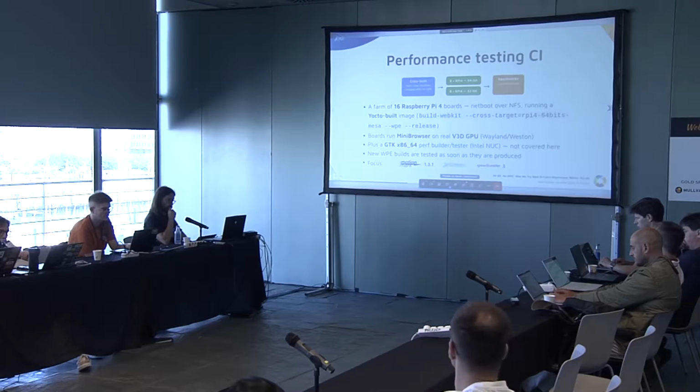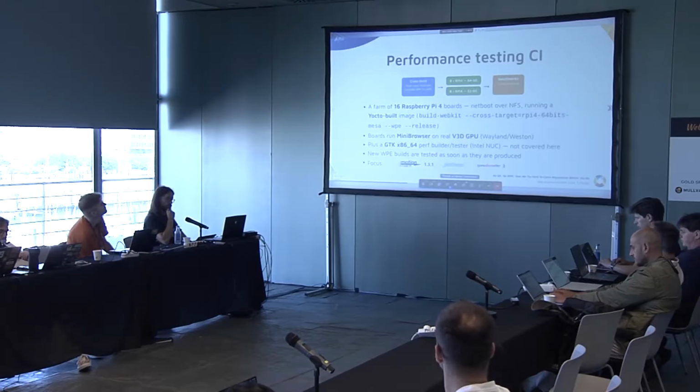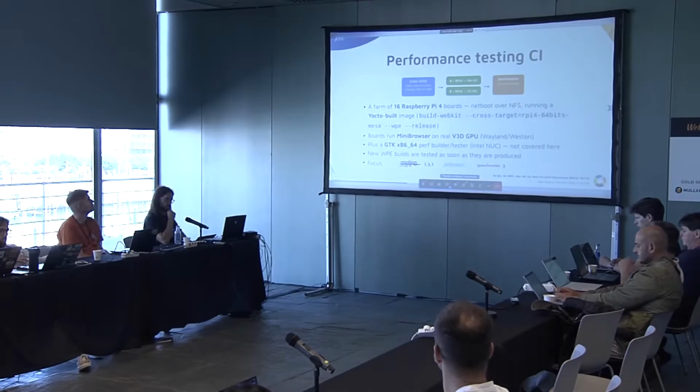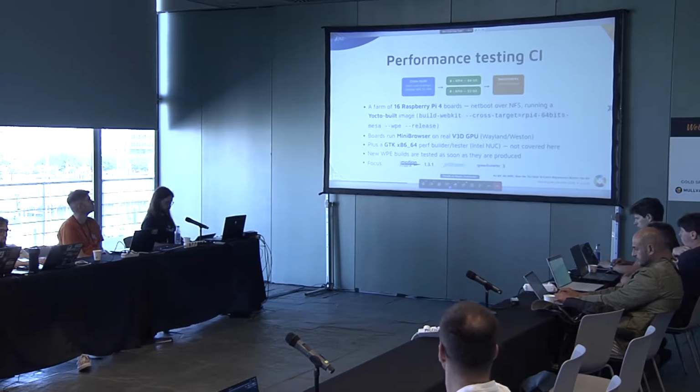For performance testing, as you know, we at Igalia care a lot about embedded devices. So our reference platform for performance testing is the Raspberry Pi 4. We have 16 of them in a farm, and we have a specific build queue for WPE that does a cross compilation using Yocto to build WebKit for the Raspberry Pi 4, once in 64-bit and 32-bit mode. And then we run those images on real Raspberry Pi 4 boards with the MiniBrowser in full screen on a real GPU on a Wayland Weston stack, and then run benchmarks.